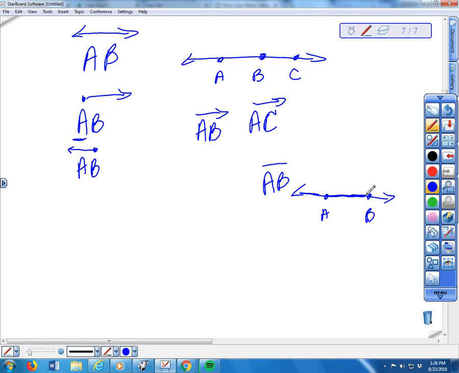The other thing, if I have ray AB and I have ray AC, these are called opposite rays. They begin at point A, one ray goes to B, one ray goes to C, and what's interesting about opposite rays is that when they're put together, they form a line. So opposite rays form a line. Okay.